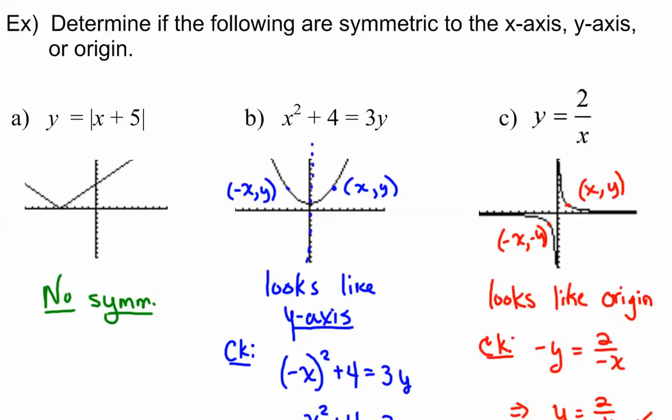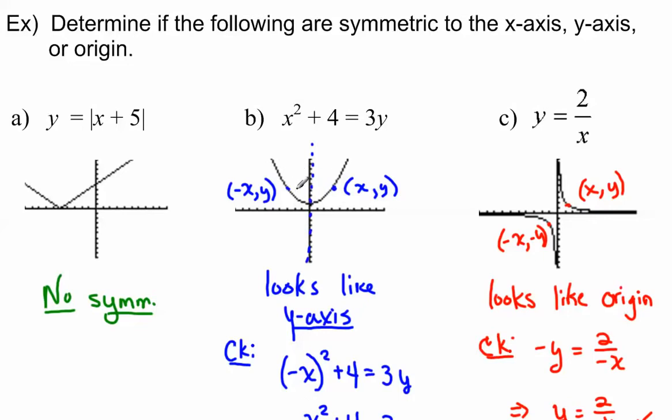Okay, well, it's pretty obvious just looking at this that there's no symmetry. Whether I fold over the x-axis, there's absolutely nothing down there. Fold over the y-axis, well, it's not going to line up. And if I turn it upside down, it's going to be a totally different picture. So there's no symmetry.